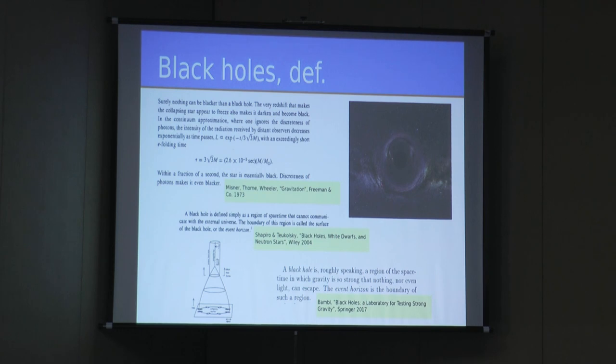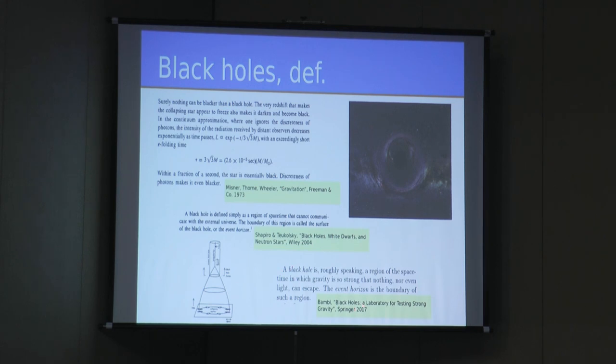Then there's a definition about how you form black holes from stars, and how you make these collapsing stars black. This definition is from the book Gravitation, by Misner, Thorne, Wheeler. The third is the actual main definition. A black hole is defined simply as a region of space-time that cannot communicate with the external universe. The boundary of this region is called the surface of the black hole or the event horizon. This is from Shapiro and Teukolsky, Black Holes, White Dwarfs, and Neutron Stars.